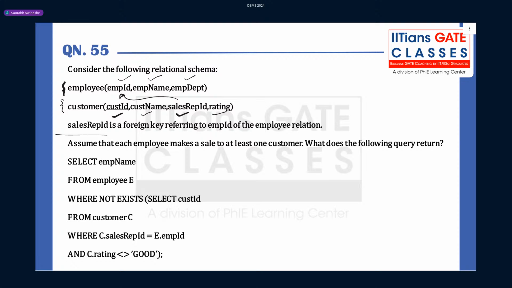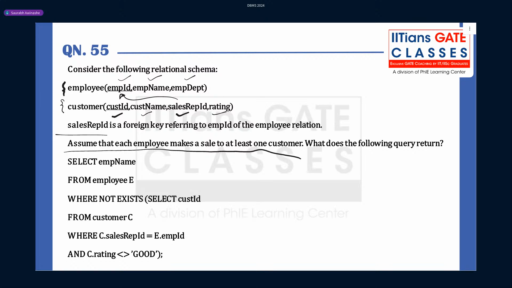Now, they're saying that assume that each employee makes a sale to at least one customer, and we are given a query in which we have to find out what it will return. Fine. So we have select employee name from employee E where not exists, and then we are given an inner query that is select customer ID from customer C where C dot sales rep ID equals E dot EMP ID and C dot rating is not equal to good.